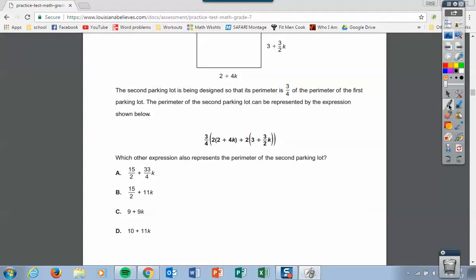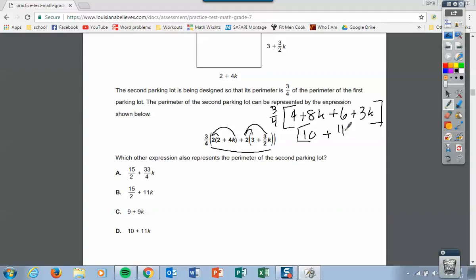If I go through and distribute this 2 here and the 2 there, the first one gives me 4 plus 8k. That's all still in this giant parentheses here. Plus 6 plus 2 times 3 halves is 3k, and then we're taking 3/4 of that. Within my parentheses, then I can even combine like terms. So now I've got 4 and 6 is 10, plus 8 plus 3 is 11k.